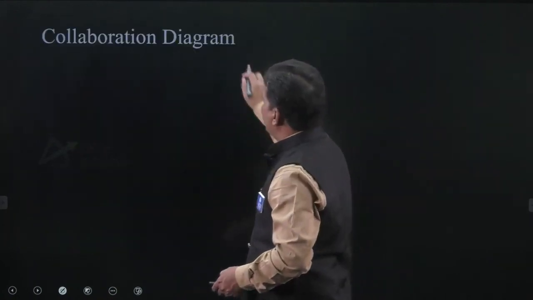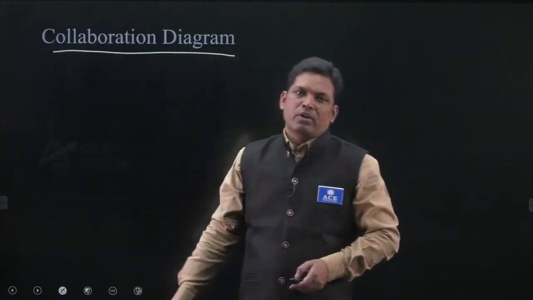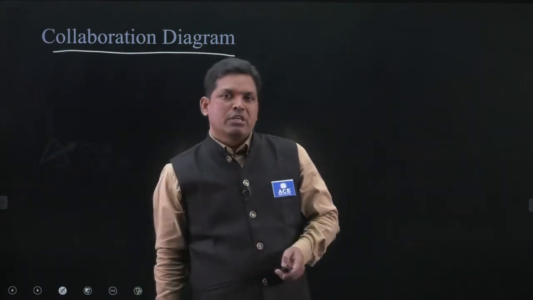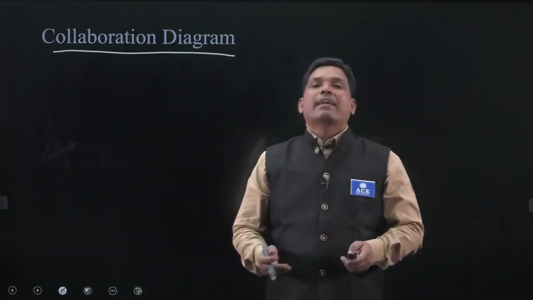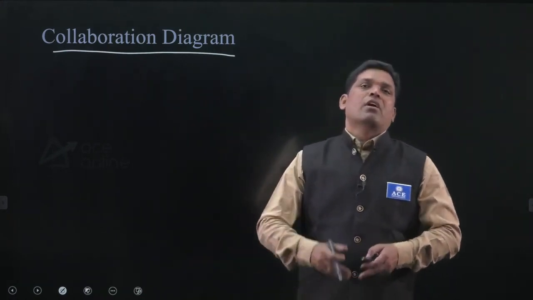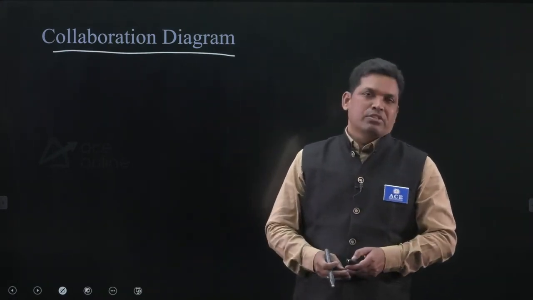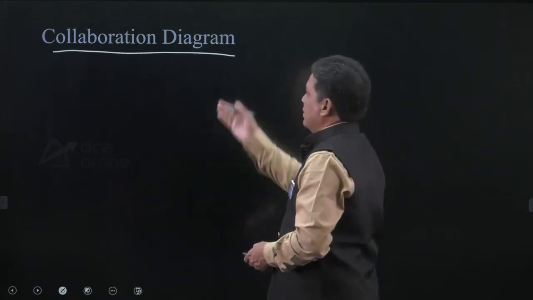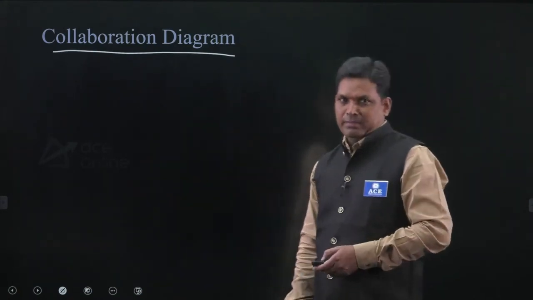We will now discuss briefly the collaboration diagram. What is the importance of the collaboration diagram? The combination of sequence and collaboration diagrams is called the interaction diagram. The purpose of the collaboration diagram is the structural organization of objects: how objects can be organized in a structural manner. That is the importance of the collaboration diagram.